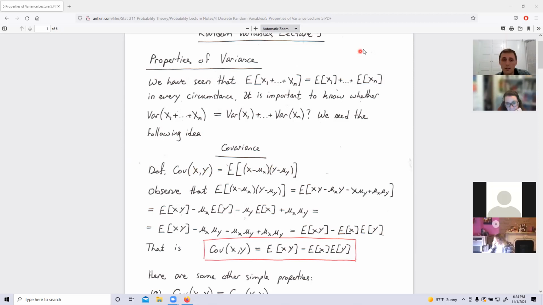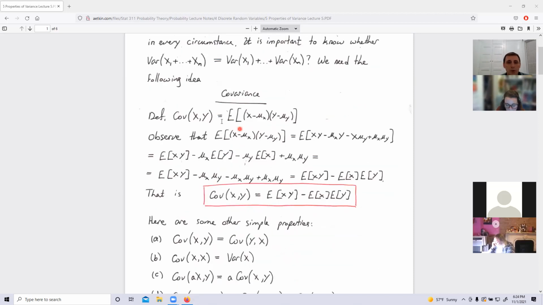Yes. So what do we observe? We observe that when I multiply things out, I can calculate the expected value, right? So it's XY minus mu X Y minus X mu Y and so on. Those are additive, I can add them. So it's the expected value of XY minus mu X expected value of Y minus mu Y expected value of X plus mu X mu Y.